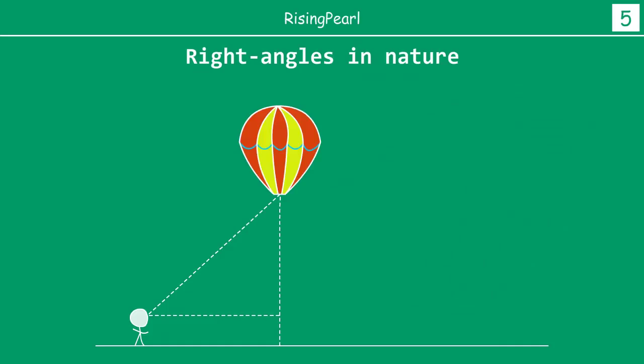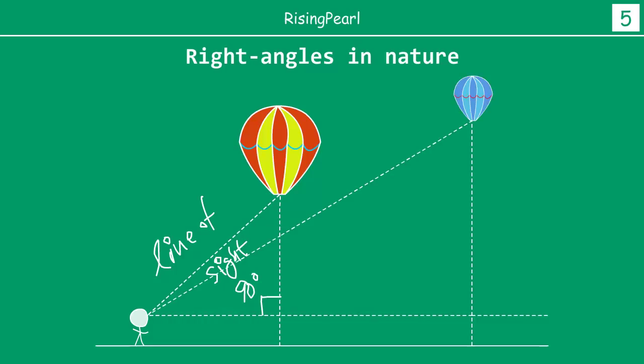One other quick example: imagine you are standing here and you are looking at a hot air balloon. This would be our line of sight. Let's just write it here. And this is the height of the balloon from the ground, and this is the horizontal line at our eye level. This angle is 90 degrees, and here we have a right angle triangle, or right triangle.